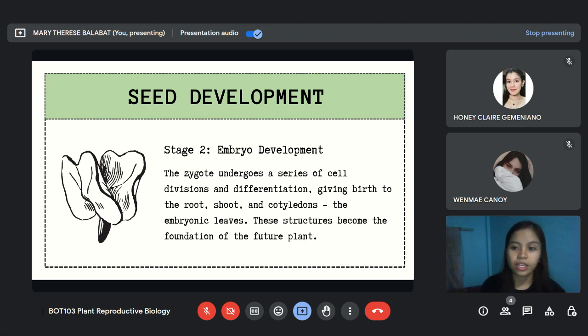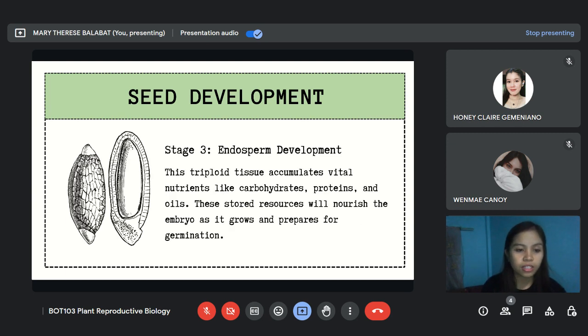Stage 4: seed maturation and dormancy. So, as the seed matures, its coat hardens, forming a protective barrier against harsh environmental conditions like desiccation, mechanical damage, and pathogens. So the embryo enters a stage of dormancy where its growth is suspended. So this dormancy ensures that germination occurs only in favorable conditions, maximizing the chances of seedling survival.